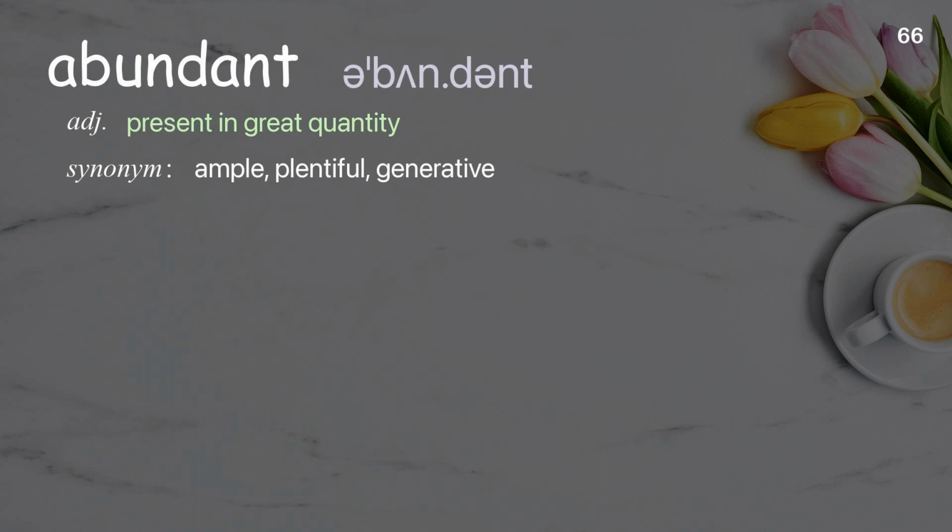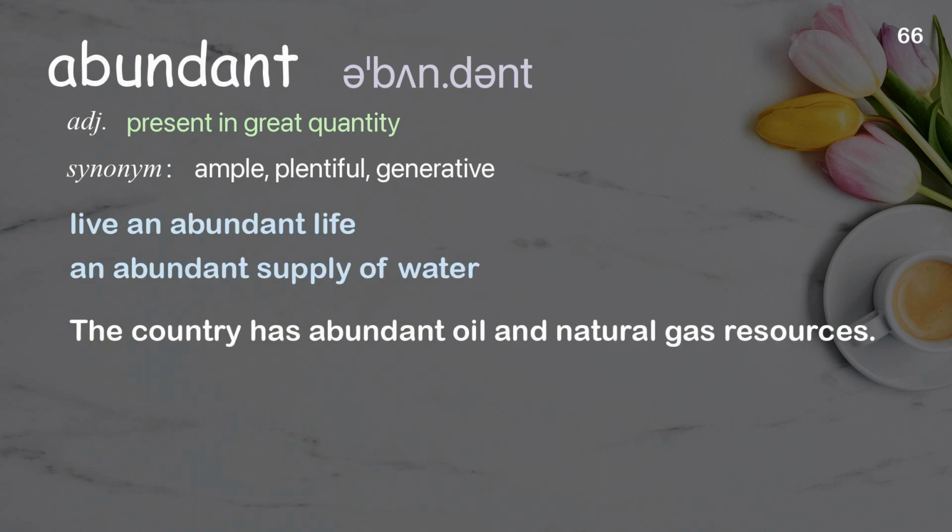Abundant: Present in great quantity. Examples: Live an abundant life. An abundant supply of water. The country has abundant oil and natural gas resources.